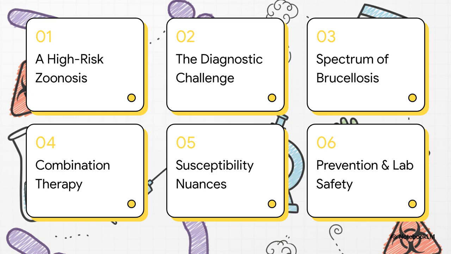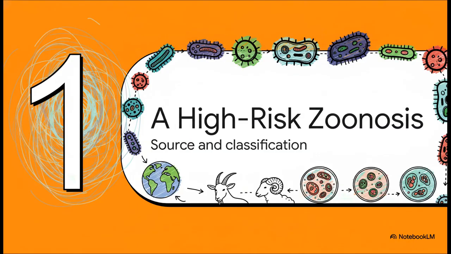We're going to start with what makes it a high-risk pathogen, then get into the nitty-gritty of why it's so tough to diagnose. We'll look at what the disease actually does to people, cover the different treatment strategies, talk about the headaches of susceptibility testing, and wrap it all up with the most important part, lab safety. Okay, let's kick things off by defining the enemy. What exactly are we dealing with, and where does it come from?